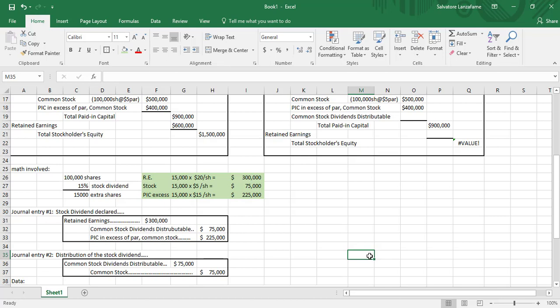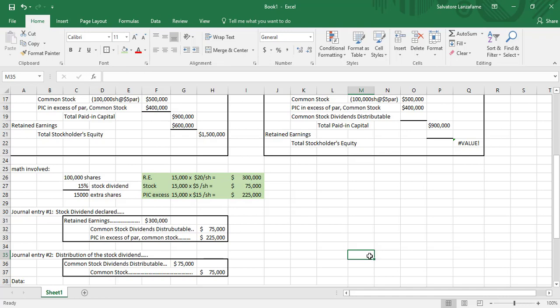So because of that, we're going to require the paid-in capital account, and that paid-in capital account makes up the difference between your market and your par. So notice we credited common stock dividends distributable for the 75,000, and then when it was time to distribute it, we got rid of the "ble" and we actually credited the common stock.